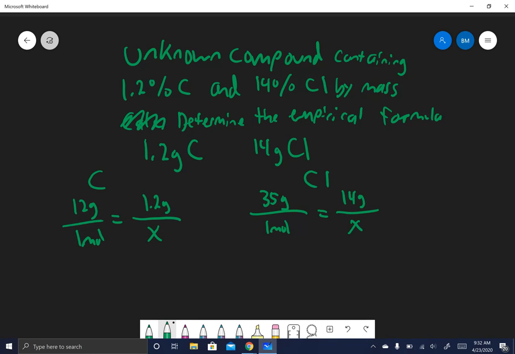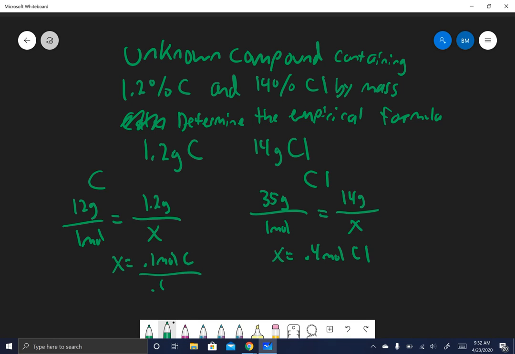So we cross multiply and divide. X equals 0.1 mole of carbon. Over here, cross multiply, divide. X equals 0.4 moles of Cl. So if I divide 14 by 35, it's 0.4. If I divide 1.2 by 12, it's 0.1.